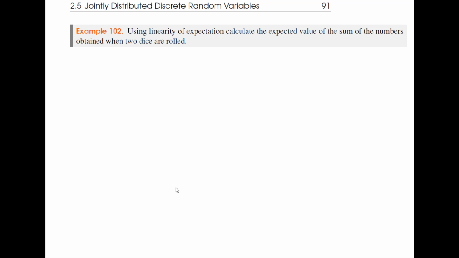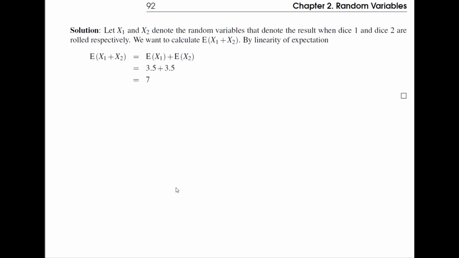Let's do this one. Using the fact that expected value is linear, let's compute the expected value of the sum of 2 dice rolls. Very simple. X1 and X2 are the results of the 2 dice rolls, and since it's linear, the expected value of the sum is the sum of the expected values. We already know that the expected value of 1 die is 3.5, so the total would be 7. No magic tricks here.